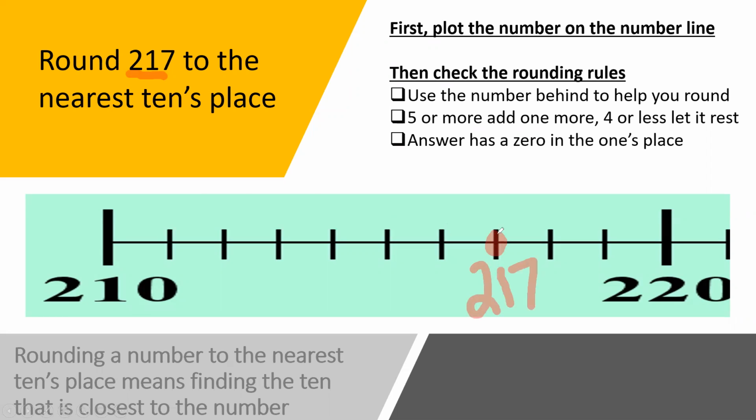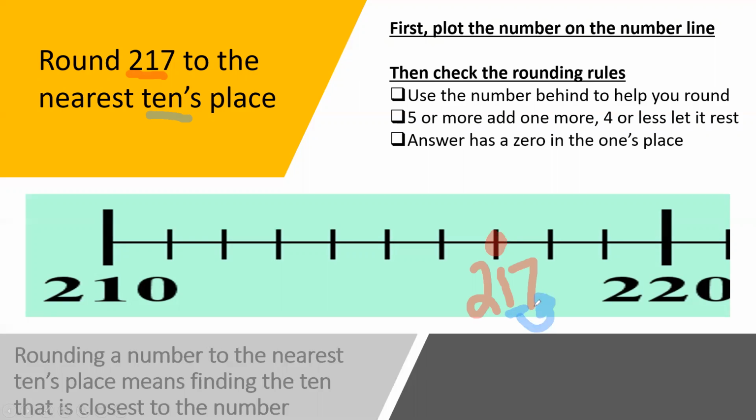217. All right, then we use the rules. Use the number behind to help you round. So we are rounding to the tens place. The 1 is in the tens place, so you're going to use the 1 behind it to help us round.